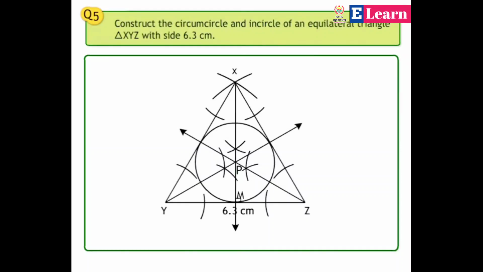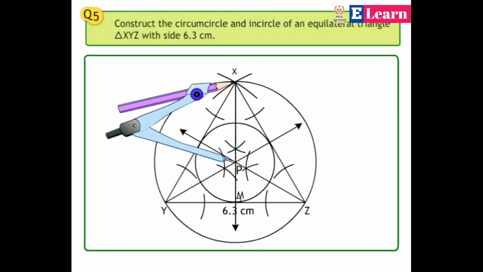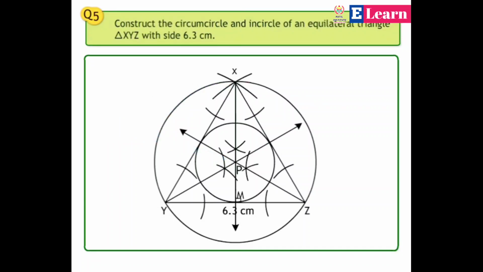In an equilateral triangle, the center of the incircle and the center of the circumcircle are the same. Therefore, draw a circle with radius PX. Thus, the circle now obtained is the circumcircle of triangle XYZ.